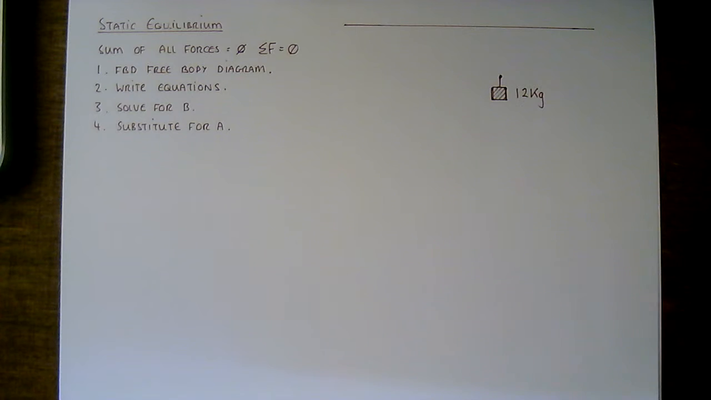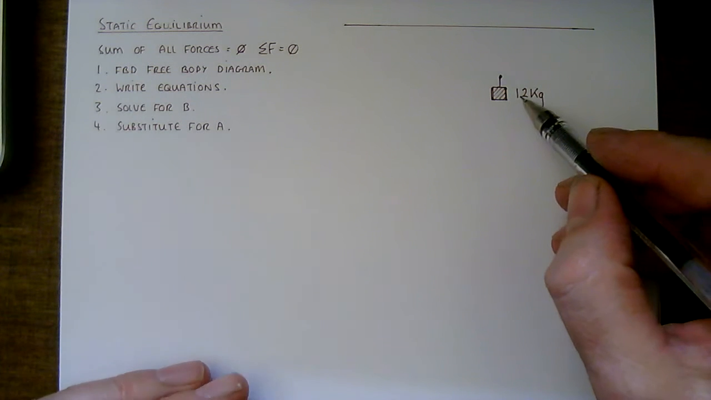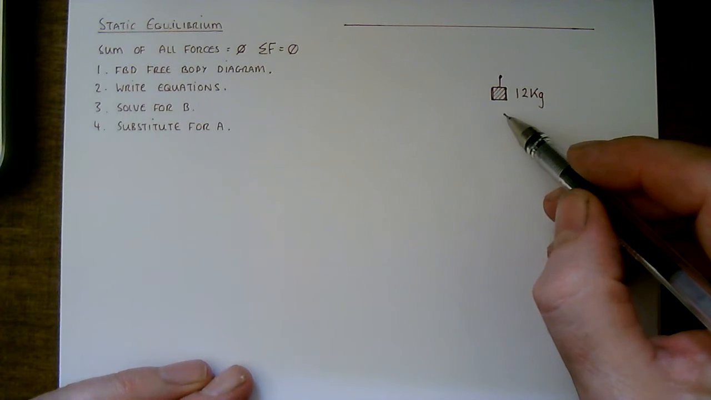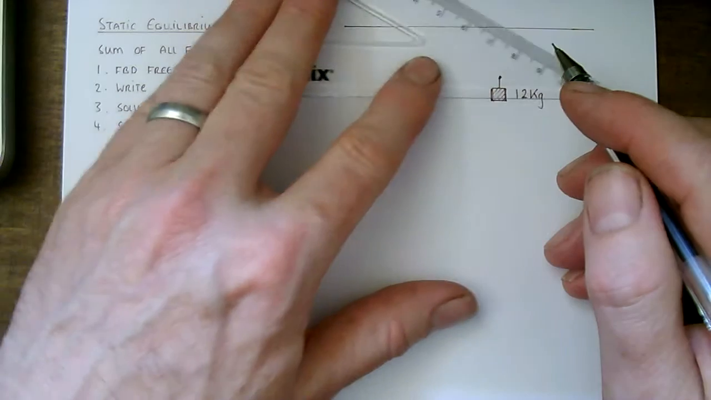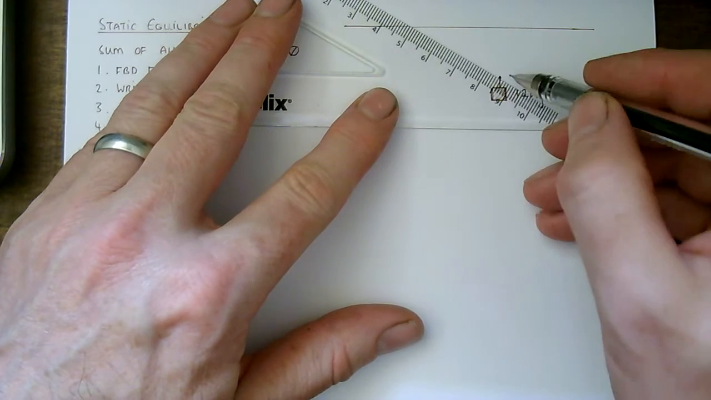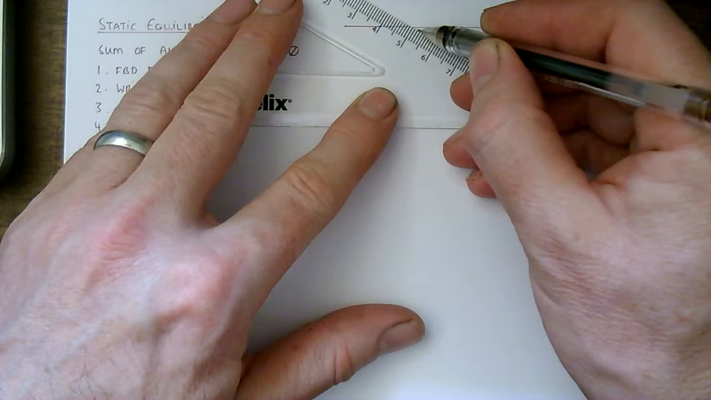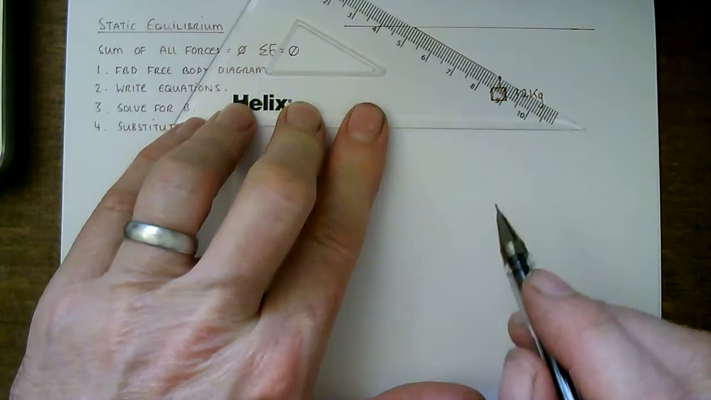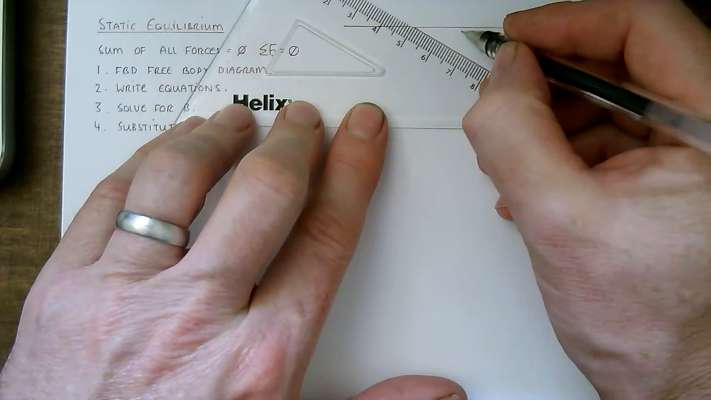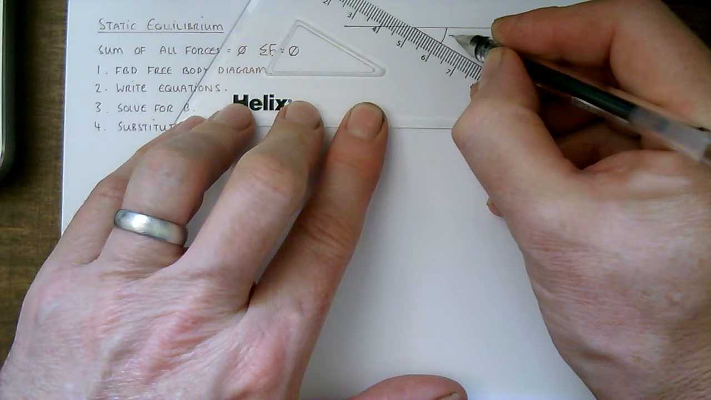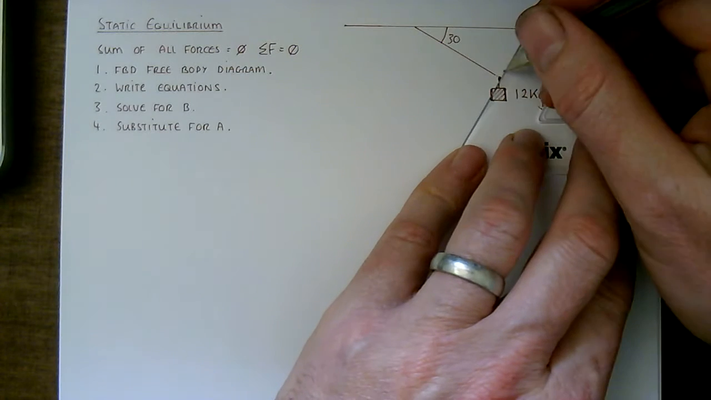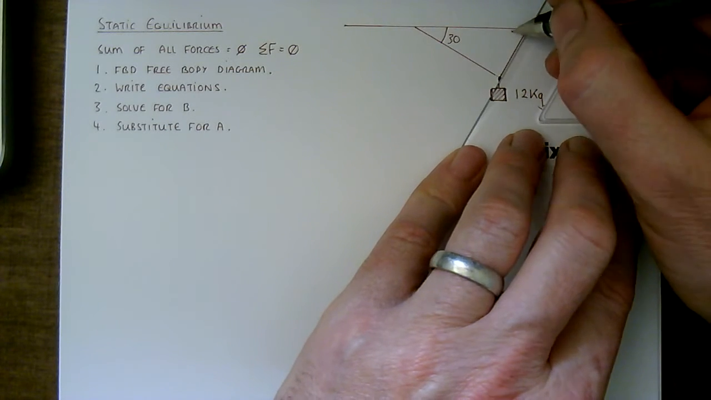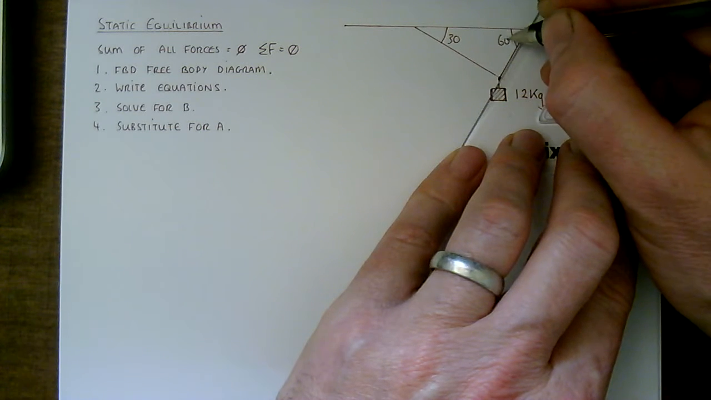So static equilibrium is about a mass that will be hanging from two wires or two cables, and the wires or the cables will be under tension at a particular angle. So I'm just going to sketch this out. I'm using a 60-30 set square, so I know that that will be 30 degrees. Slide it across like so. I know that that will be 60 degrees, like so.